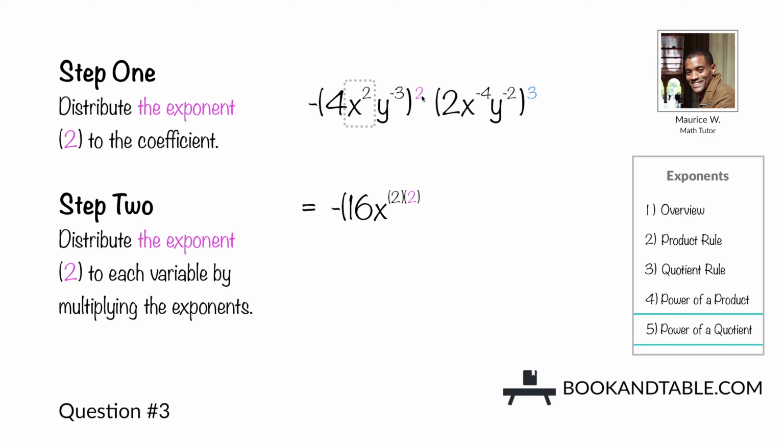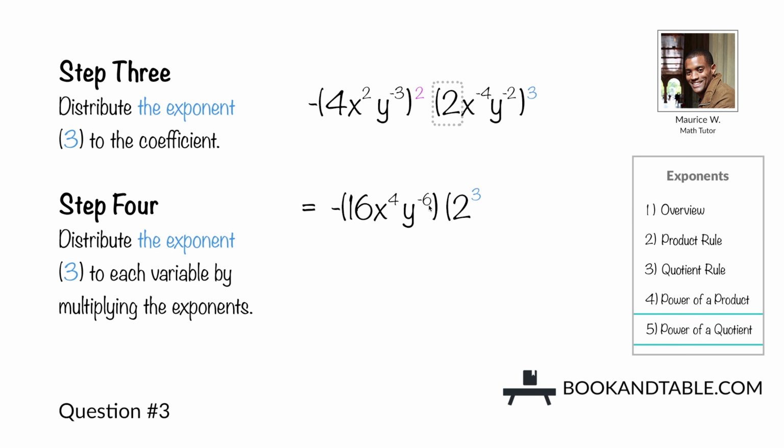Step 2, distribute the exponent 2 to each variable by multiplying the exponents. X to a power of 2 to a power of 2 is equal to x to a power of 2 times 2, which is x to the 4th. Y to a power of negative 3 to a power of 2 is equal to y to a power of negative 3 times 2, which gives you y to the negative 6. And now we deal with this monomial with this exponent 3.